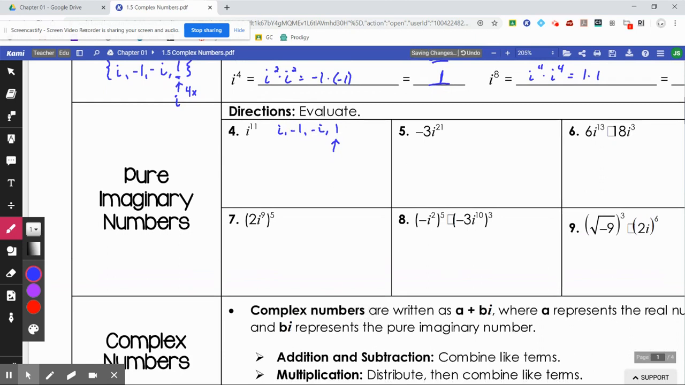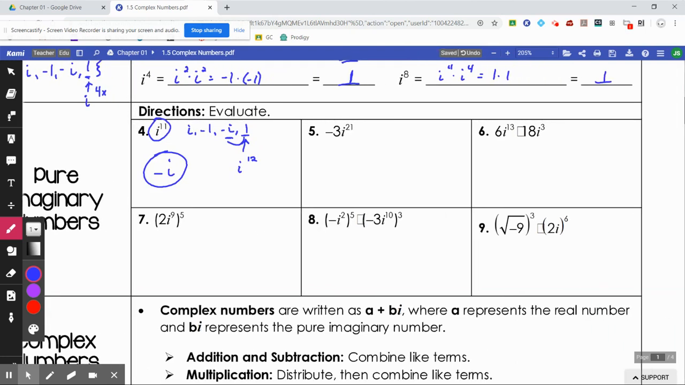So all you have to do to find i to the 11th is find a multiple of 4 close to 11, and that would be 12. So if this is the i to the 12th pattern, since it follows that pattern, go back one, this would be i to the 11th. So i to the 11th would be -i.